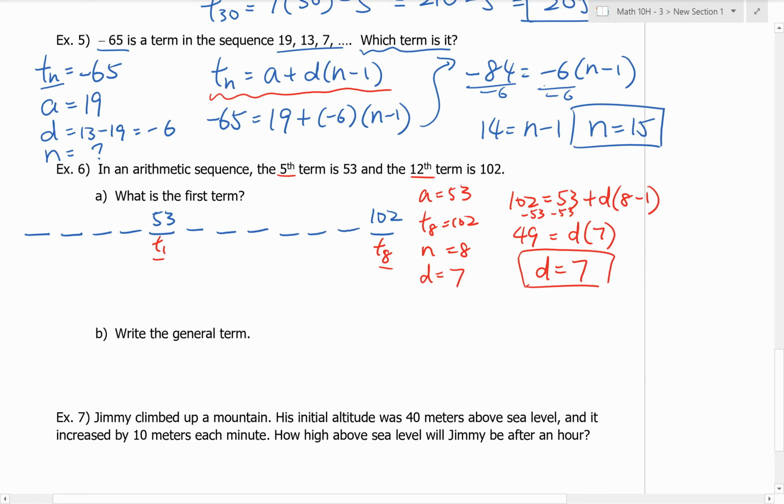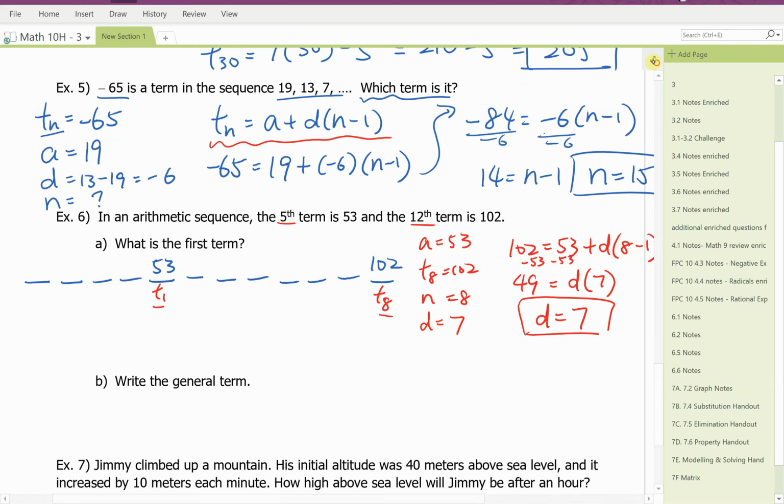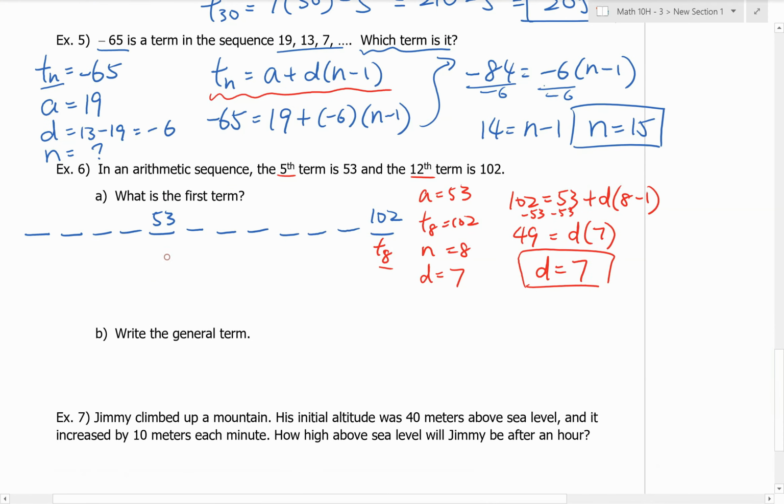Now, once you get the common difference, you can solve for T1, because we can then use it. Now we go back. We don't use this anymore. We go back to the original terms. This is T1. That would be T4. Now we know T4, we know n would be 4, and we know the common difference is 7, so then I'm going to write it again.